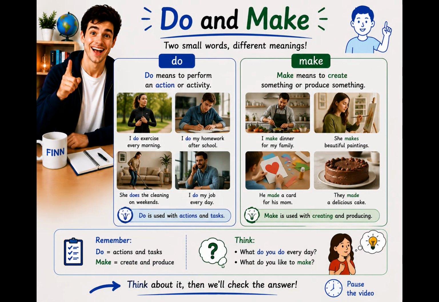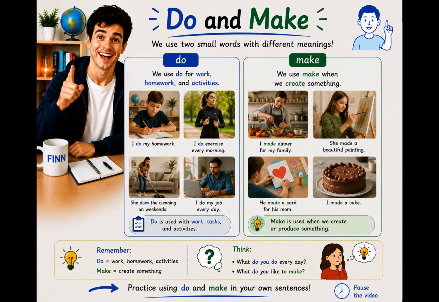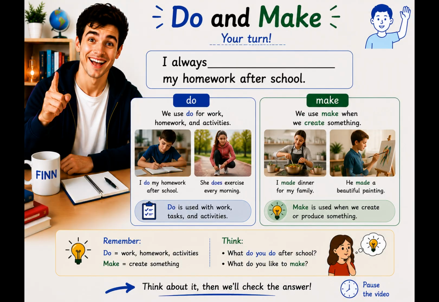Do and make. Our next pair is do and make. We use do for work, homework, and activities. I do my homework. We use make when we create something. I made a cake. Your turn. What word goes in the blank space? Answer, do. Did you get it right?